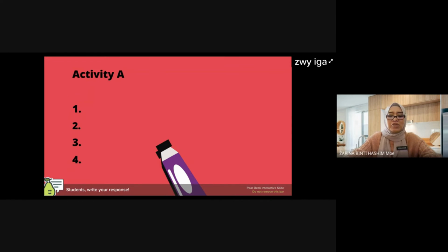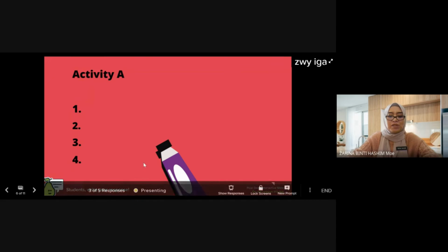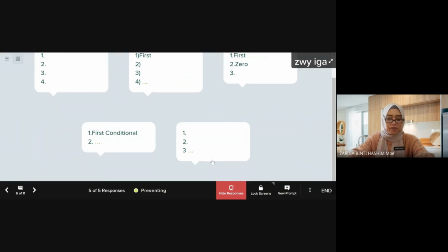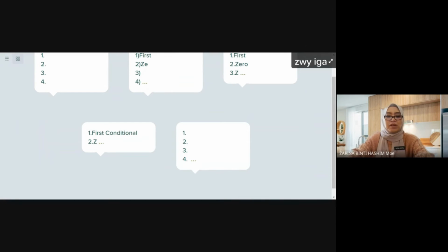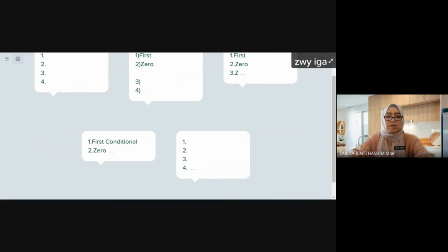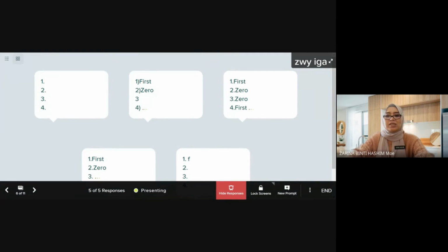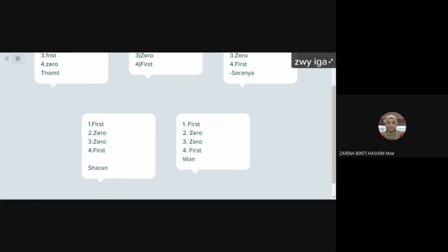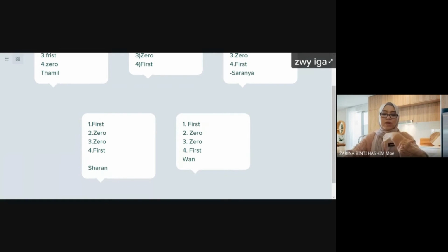Let's check if you have responded to that. Yes, very good. We have already got 3 out of 5 responses. The rest, please make sure you write in your exercise book. You can just write first or zero. You don't have to write conditional, because conditional will be the same for all. So you write either first or zero. That will be enough. I think most of you have done your answers for the first activity.